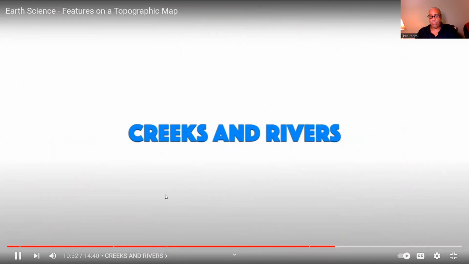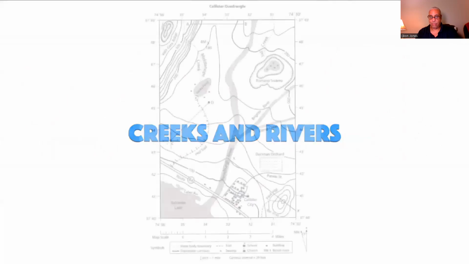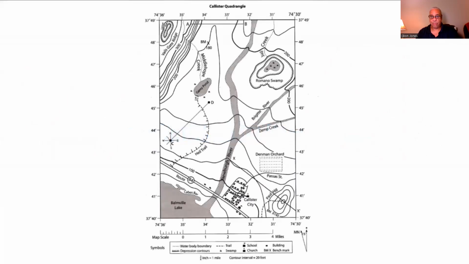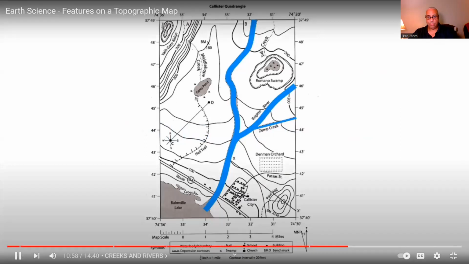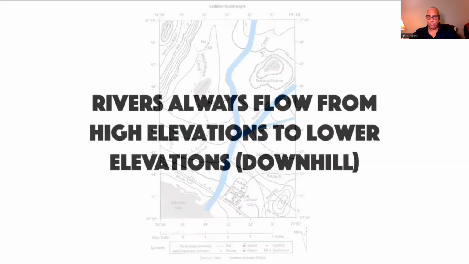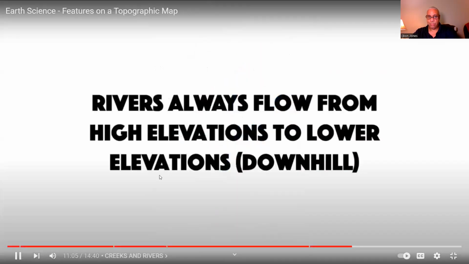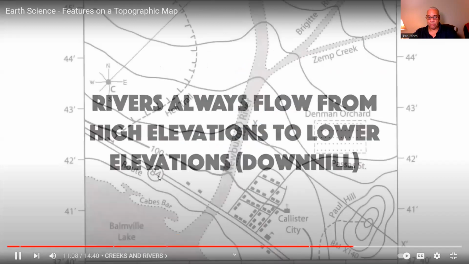All right, so for our final feature, we're looking at creeks and rivers, which also includes streams. They can be treated all the same. Most topographic maps will feature at least one or two rivers, creeks, or streams. And this map happens to show the Newburgh River and two tributaries, the Brigitte and Zemp Creek, which kind of fill into the Newburgh River. And typically what you'll be asked to identify is the direction in which they're flowing. Rivers will always flow from high elevations to lower elevation.